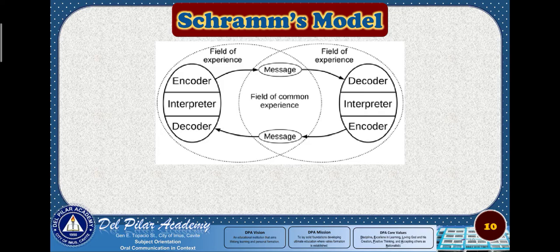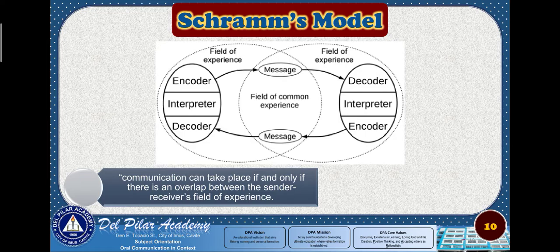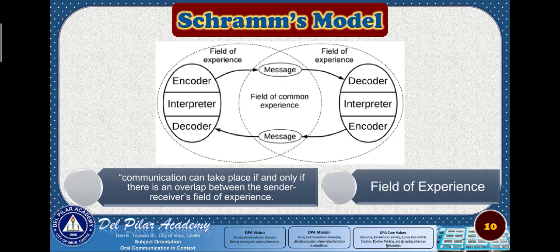So, again, in Schramm's model, it gives emphasis to the field of experience, which means that the field of experience of the sender and the receiver should overlap. Again, communication can take place if and only if there is an overlap between the sender and receiver's field of experience. And again, it gives importance to the field of experience. Now, let us go to the transactional model.